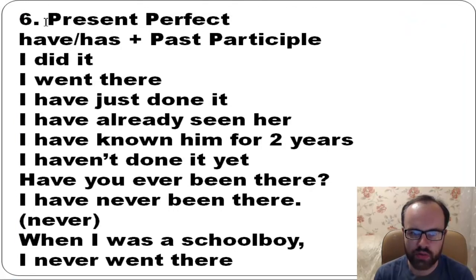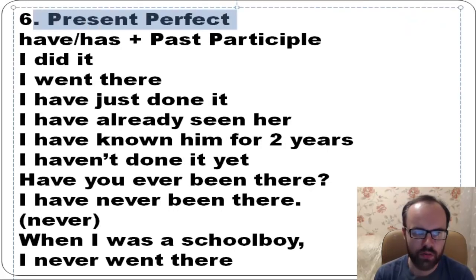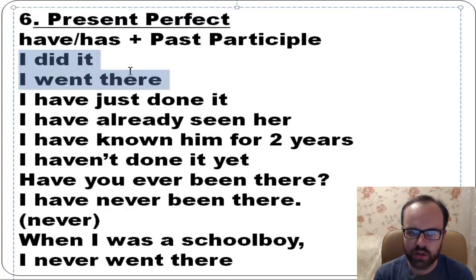Okay, what about present perfect? So we form it this way: have, has, plus past participle. If we talk about the past, we usually use past simple. So we talked about it. For example, I did it, I went there.